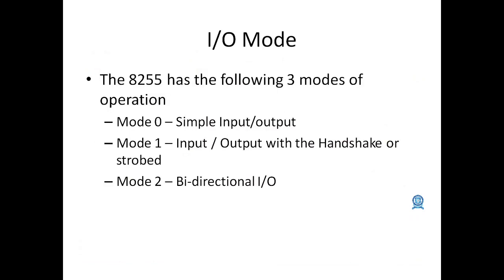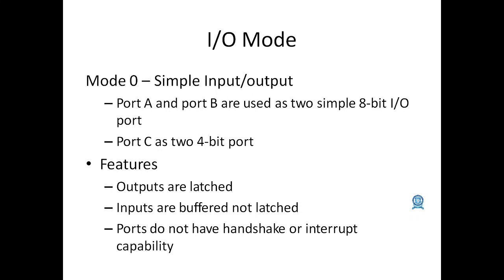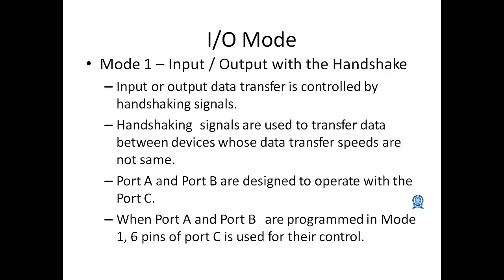Input output mode. The 8255 has the following three modes of operation. Mode 0, simple input output. Mode 1, input output with handshake or strobe. Mode 2, bidirectional input output. Mode 0, simple input output. Port A and port B are used as two simple 8-bit input output ports, and port C as two 4-bit ports. The features are outputs are latched, inputs are buffered but not latched. Ports do not have handshake or interrupt capability.